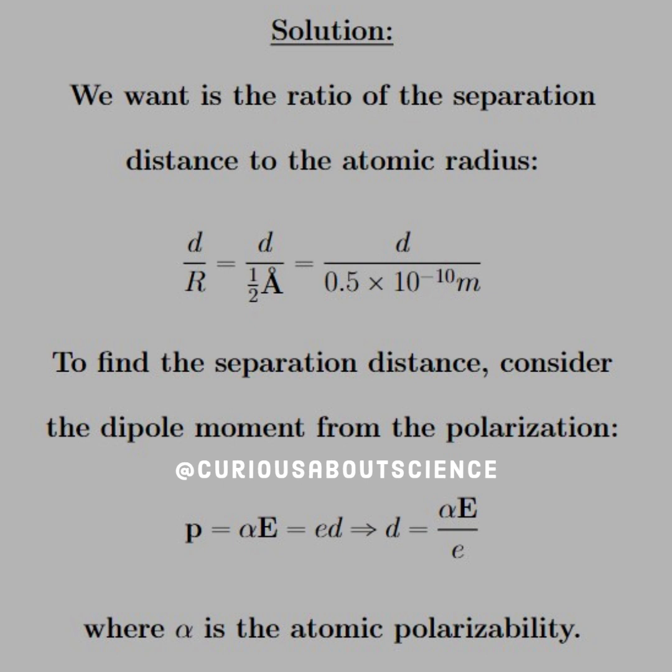Note that the radius is half an angstrom, which was given, which is equal to 0.5 times 10 to the negative 10 meters. To find the separation distance, consider the dipole moment from the polarization. p is equal to alpha E, which is also equal to e d, where e is the charge of an electron, which comes from hydrogen, which only has one electron, and d is the separation distance. Note that we solve algebraically for d, and we get alpha E over e, where alpha is the atomic polarizability.